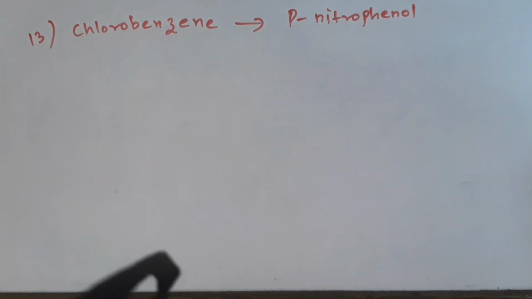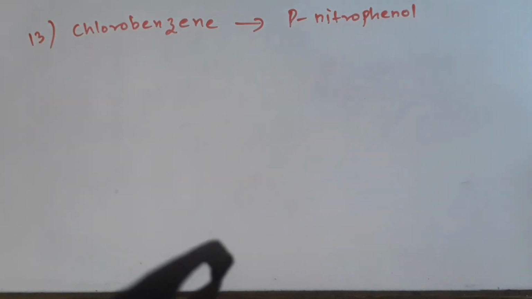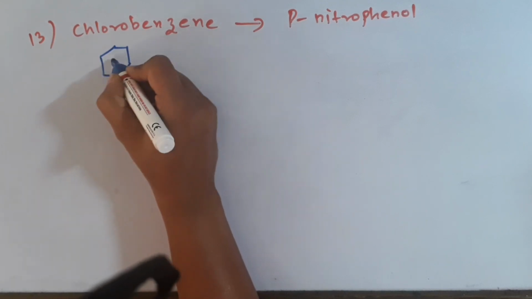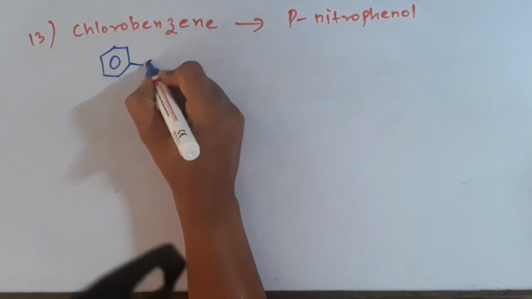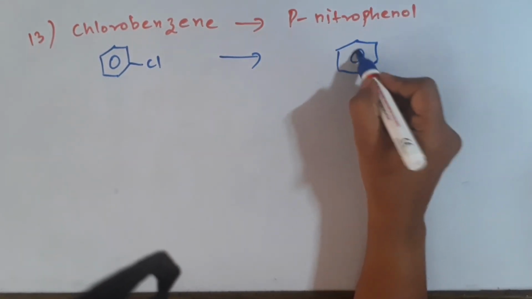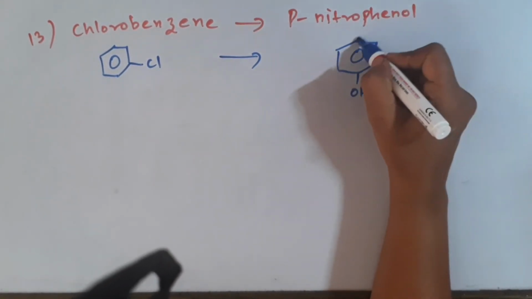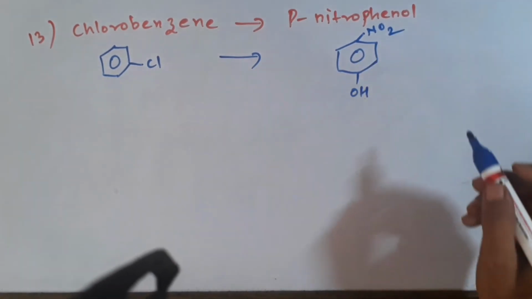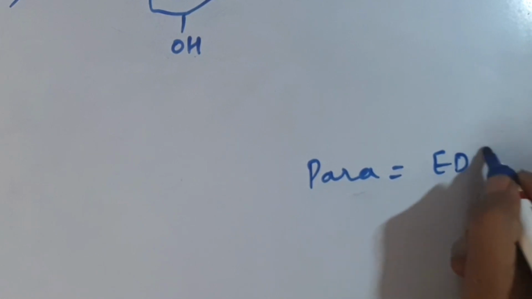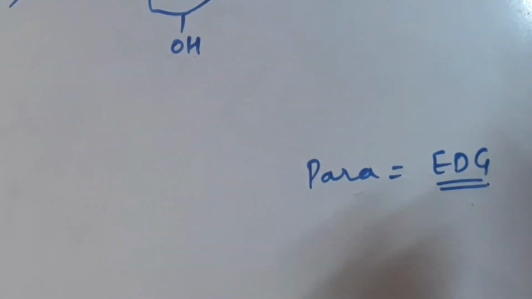So the next is chlorobenzene to para-nitrophenol. You can see the structures are so simple. You have to draw them properly. Benzene is the parent compound. Chloro is attached over here. Para-nitrophenol: phenol is the parent, and at para position nitro is attached. Para position means an electron donating group has to be attached first.